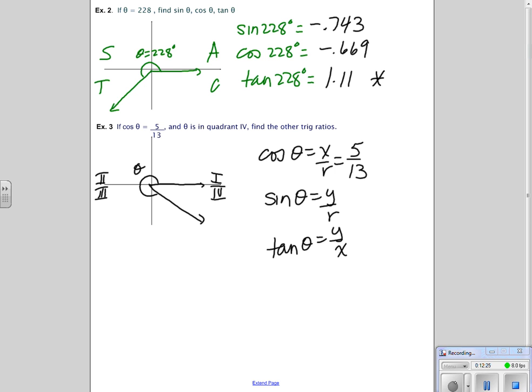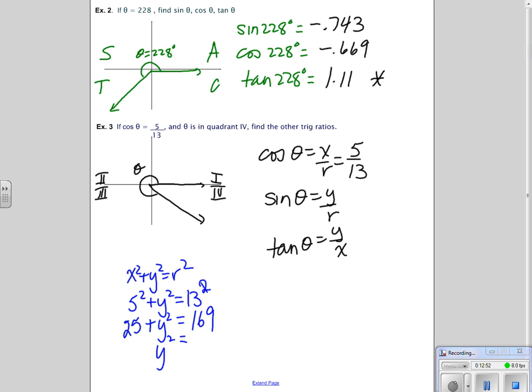So in order to find my y value, I'm going to need to use Pythagorean theorem again, that the x squared and the y squared give us the r squared. I have my x value, I want my y value, and I have my r value. 169 on the right side, 25 plus y squared. I'm going to subtract 25 from both sides. Isn't that nice? So my y value is 12.